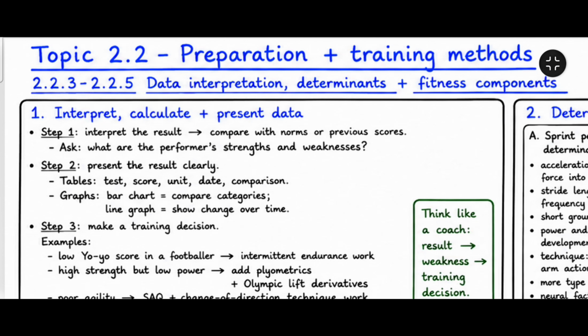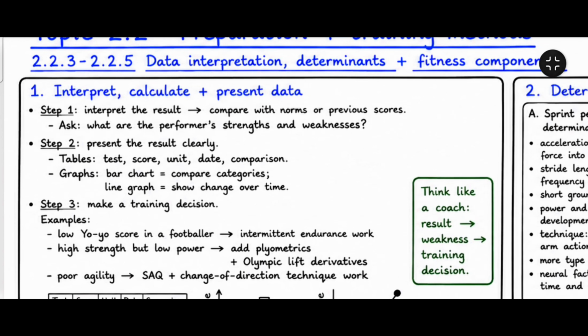Edexcel expects you to do more than list tests. You must handle the results like a coach. Step 1, interpret the results. So this is asking questions like, is it high or low compared to norms or previous testing? What does it suggest the athlete's strengths and weaknesses are? Step 2, present the result clearly. You can use tables, graphs, bar charts, line graphs and all of that.